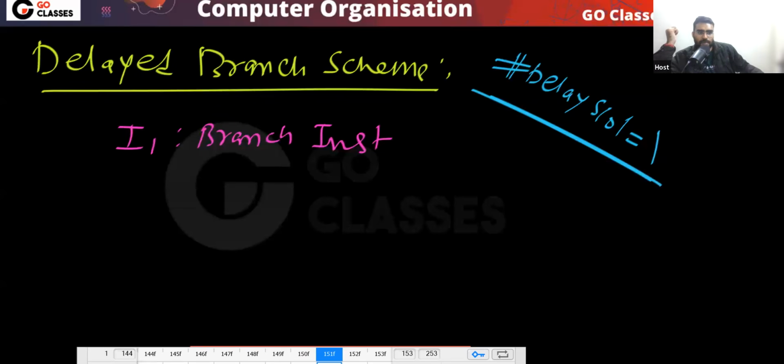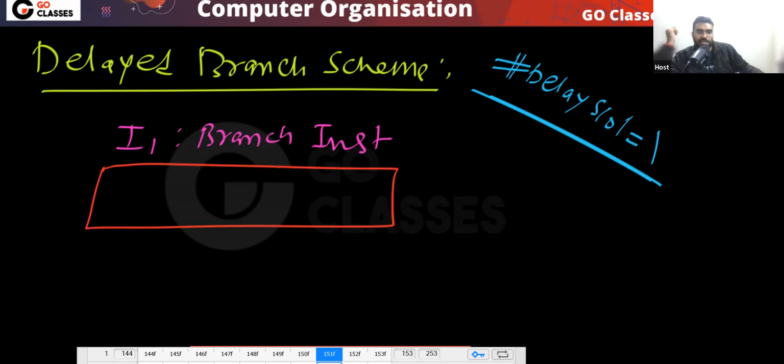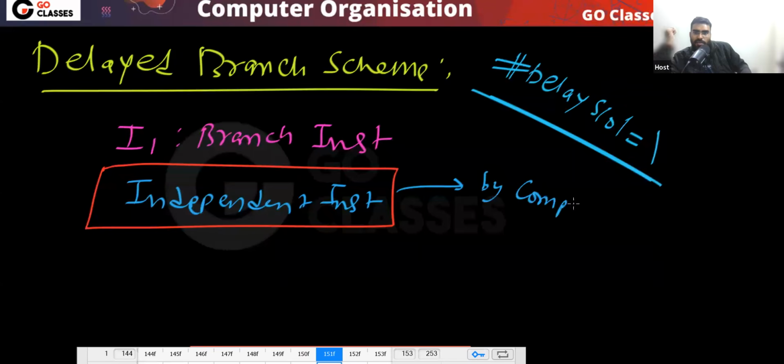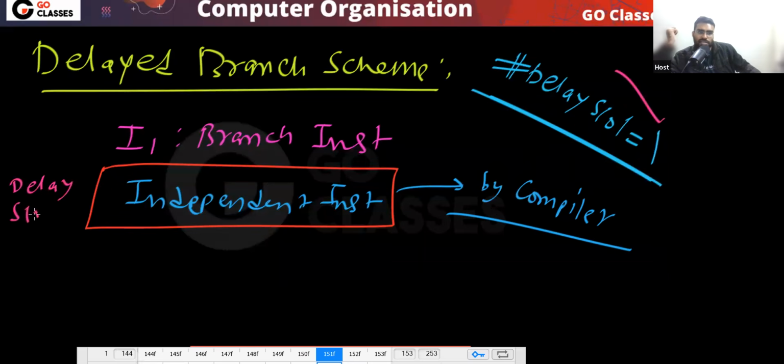If your number of delay slots is 1, and you have a branch instruction, then you put some other instruction here. Basically, the compiler will do this. The compiler will put some independent instruction here. Remember, this is your delay slot, because there is only one delay slot. Why do we have only one delay slot? What is the reason?